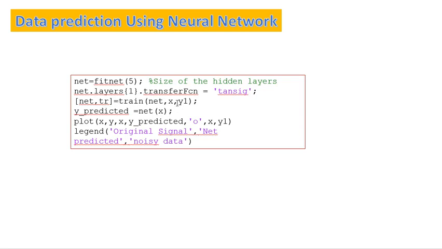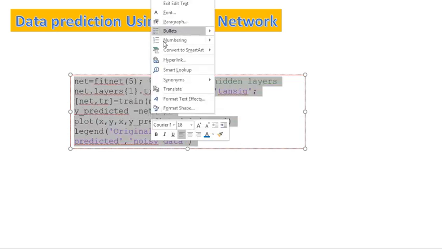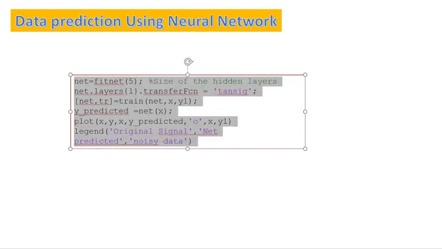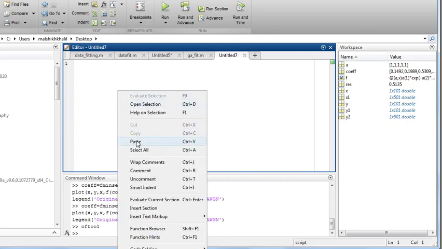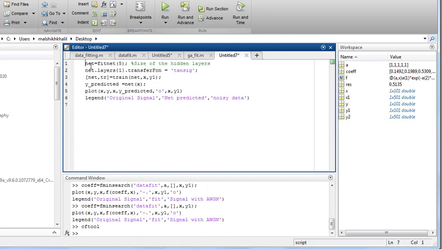Then the third line of this code is train. We want to train this neural network, net, with our noisy data. And finally, we predict the values of X. So Y predicted is the value for X, and we plot all the values. We take these lines of code and try them here.